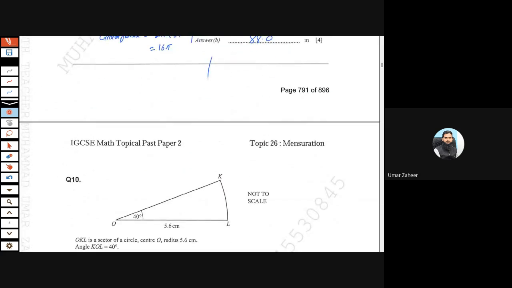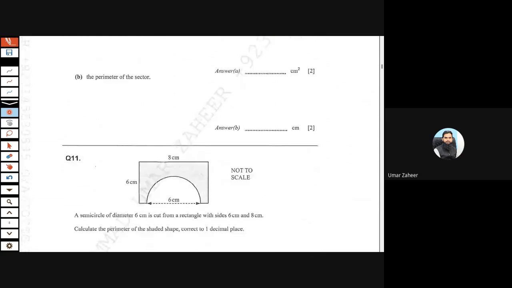Okay, so what is the next question that is going to be asked? Question number 11. All right, we have to move to question number 11.